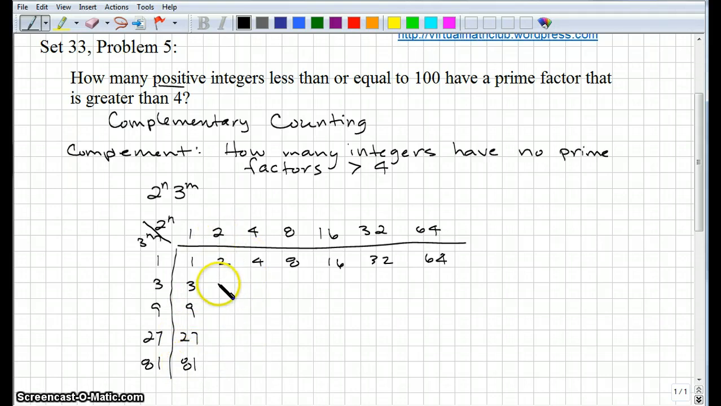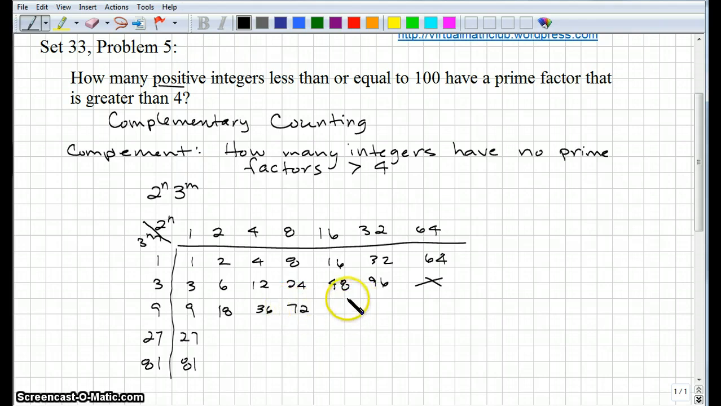Alright, so 2 times 3 is 6, 4 times 3 is 12, 8 times 3 is 24, 16 times 3 is 48. And let's see, 32 times 3 is 96. And if we take 64 times 3, we're going to get something that's greater than 100, so we don't really worry about that. Alright, so let's go across this row. So 2 times 9 is 18. 4 times 9 is 36. 8 times 9 is 72.